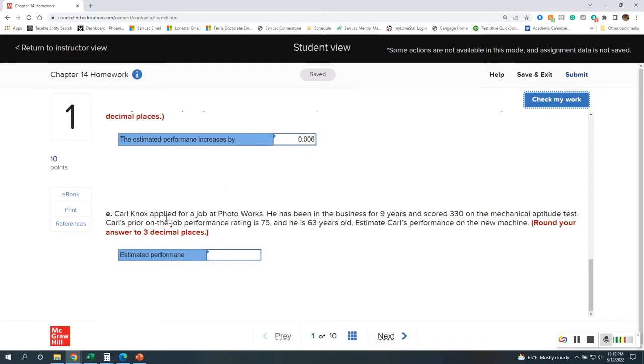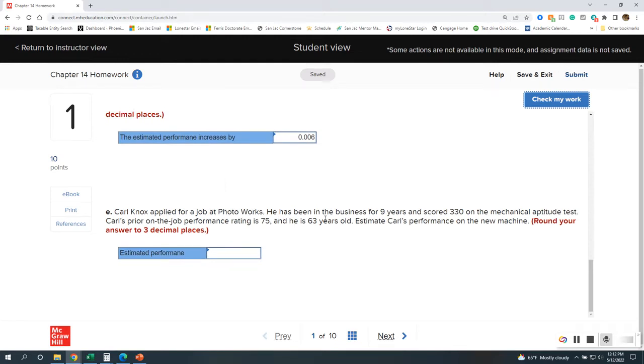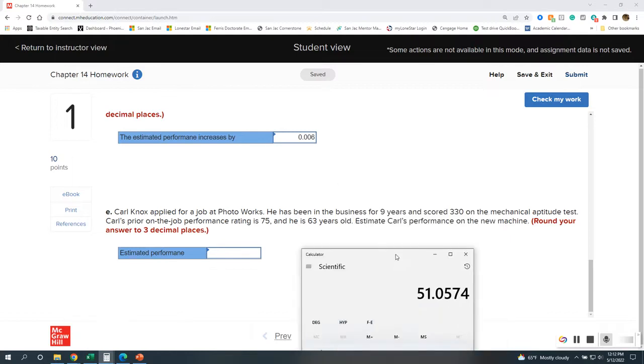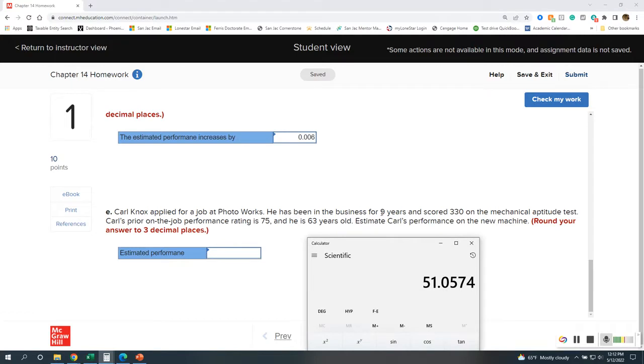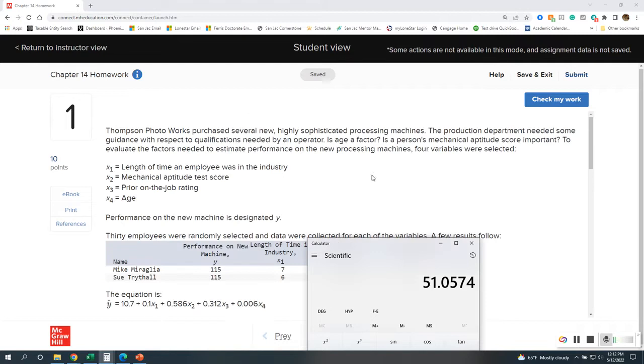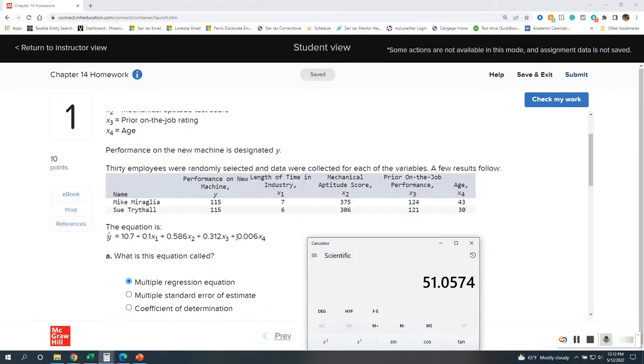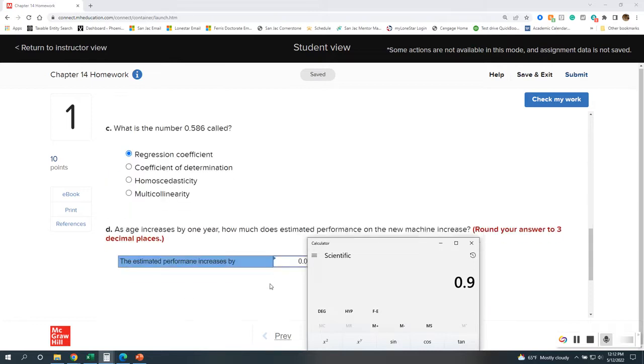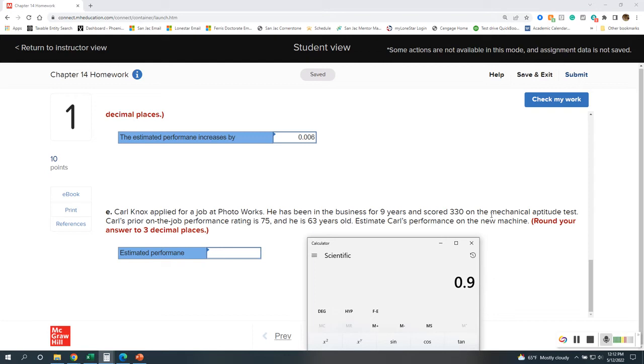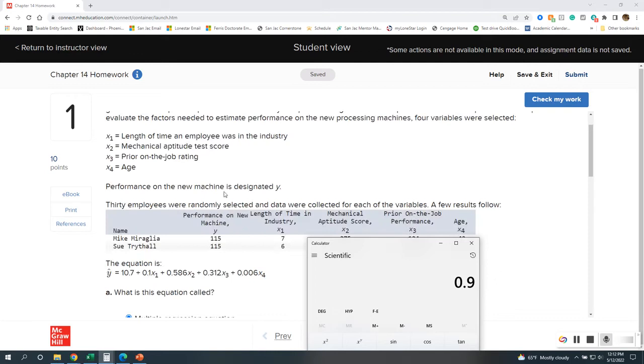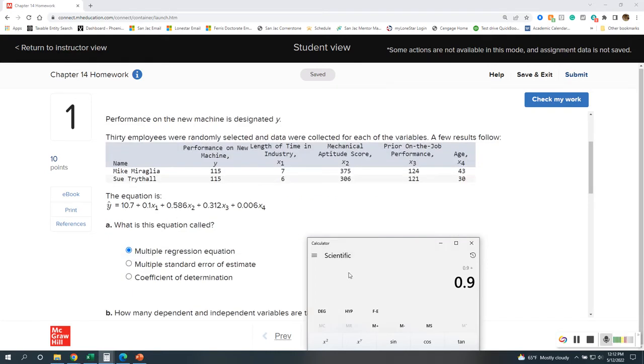So, Carl Knox applied for the job at PhotoWorks. He has been in the business for 9 years. Okay. So, calculator. So which one is in the business? Okay, that's 1. So we know 9 times 0.1. Okay, so I'm going to do them each as we go. Scored a 330 on his aptitude test. So plus 0.586 times 330.